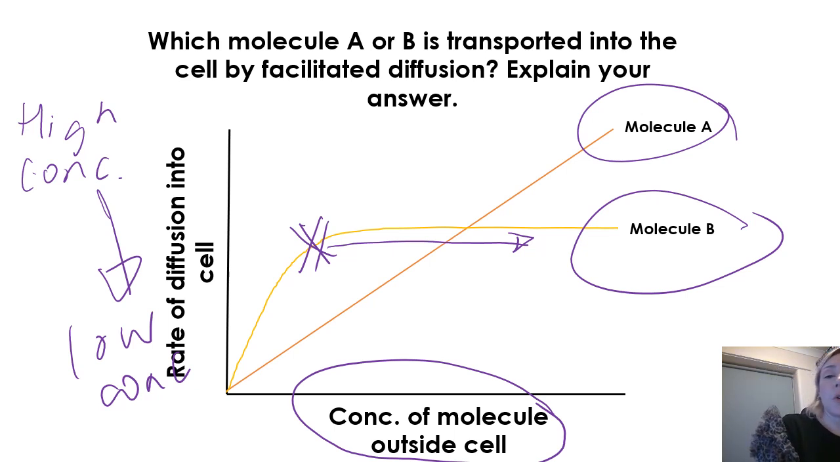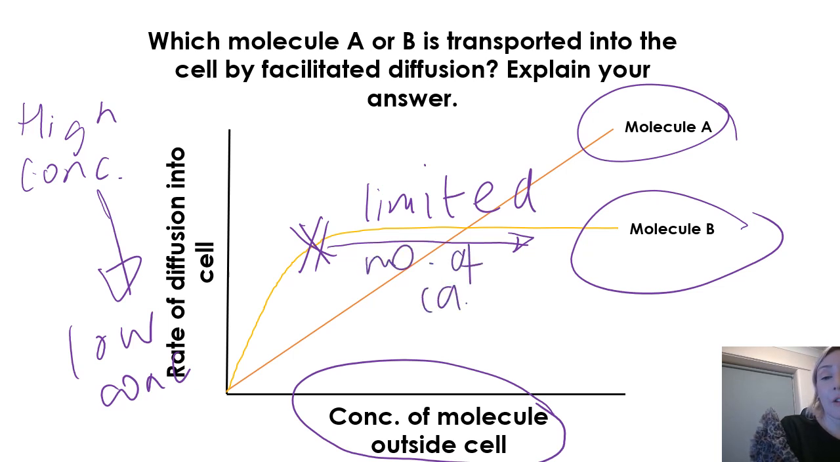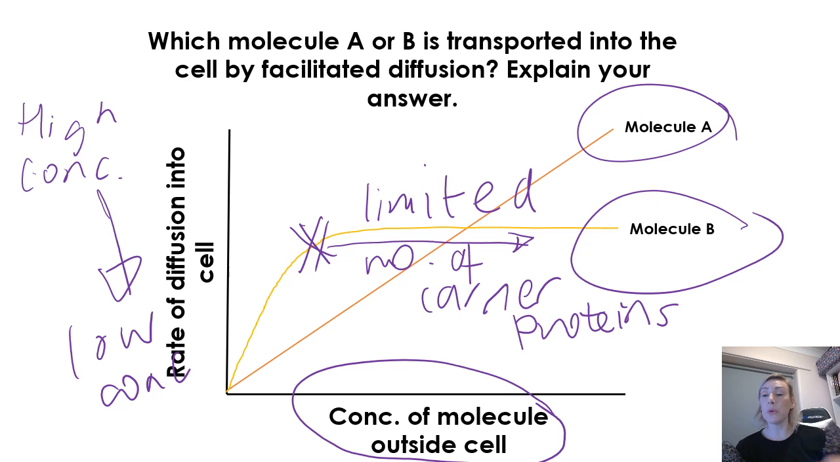And that is, of course, because the rate has now become limited by the number of carrier proteins in the membrane. So it doesn't matter how much more concentrated the molecule is on the outside of the cell. There's only so many proteins that can facilitate its movement across the membrane, and they're working as fast as they can. All of the binding sites are full.